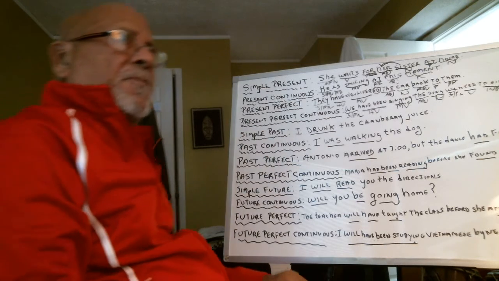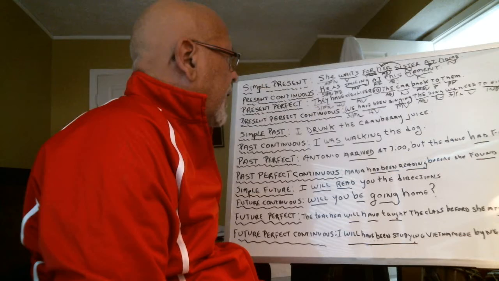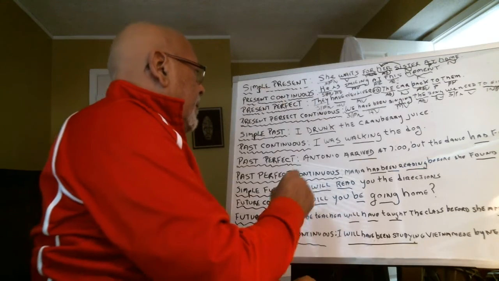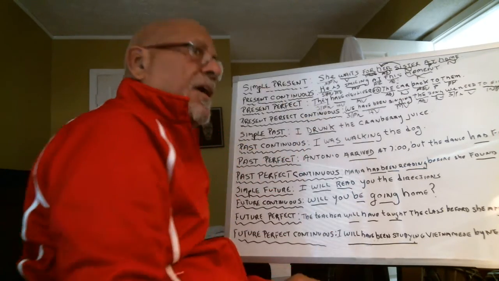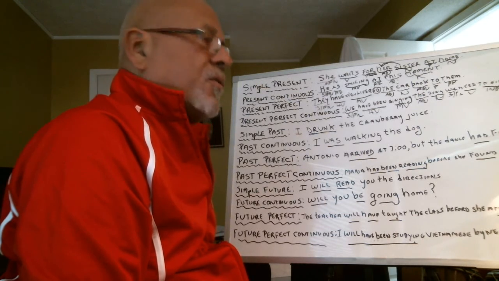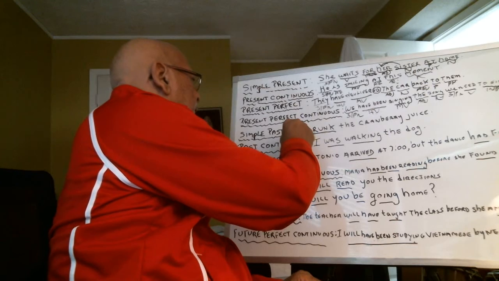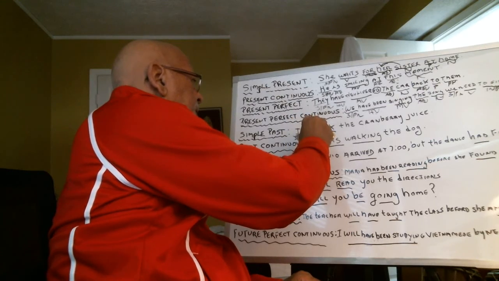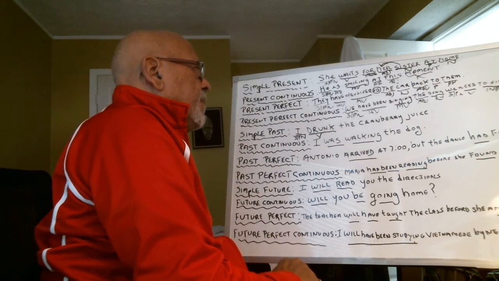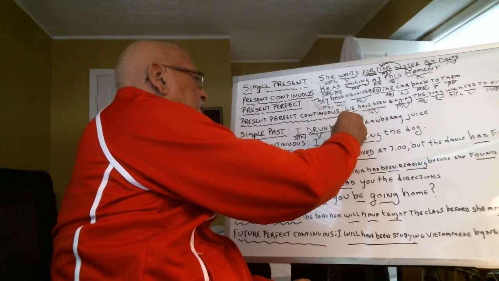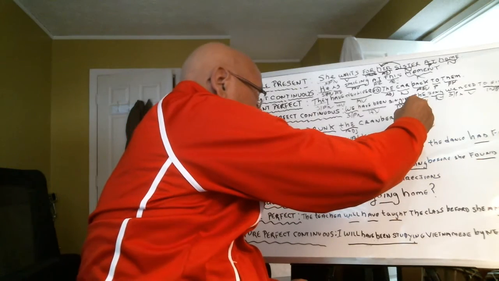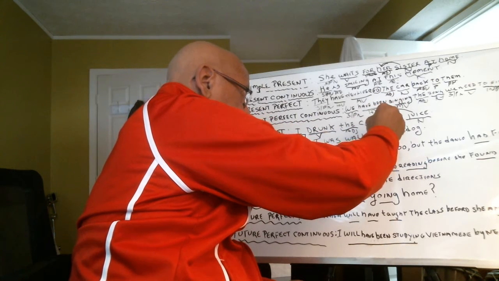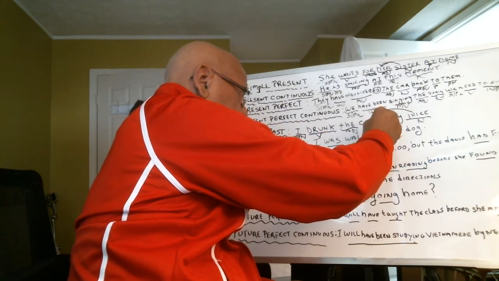Simple past. I drank the cranberry juice. Drank is going to be an irregular verb. I, subject pronoun. Drank, verb. The, adjective. Juice, noun. Which juice? Cranberry, adjective.